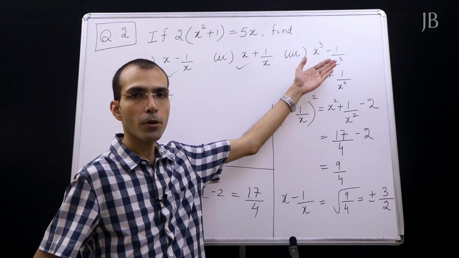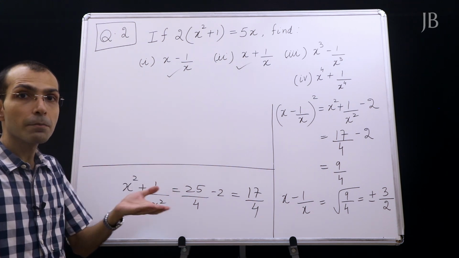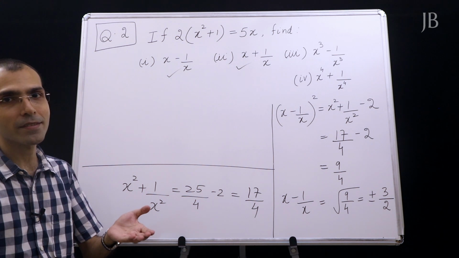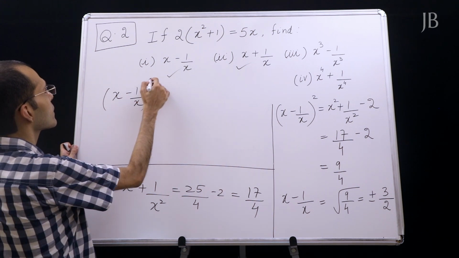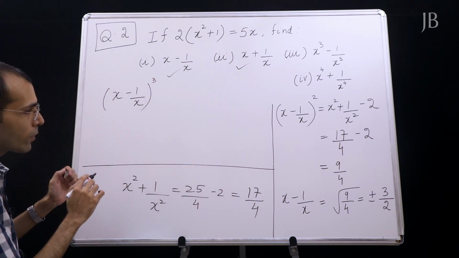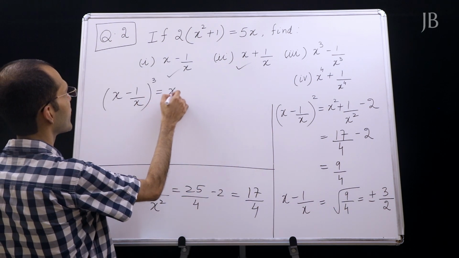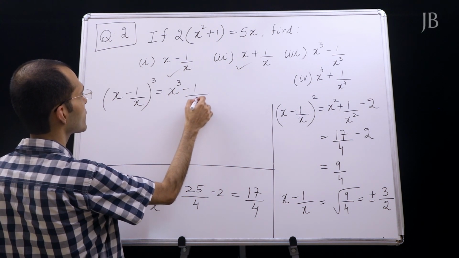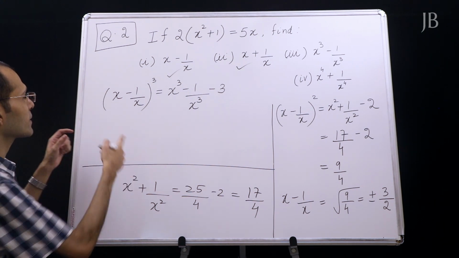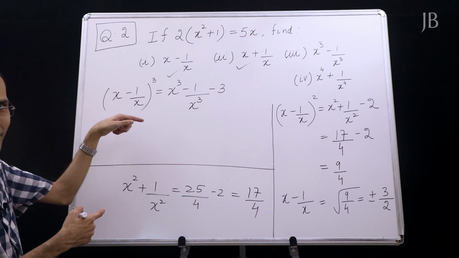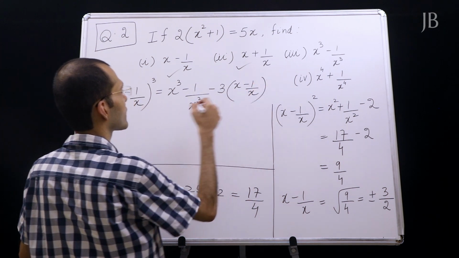X cube minus 1 upon x cube. So what is the base term here now? X minus 1 upon x is the base term. So we will write x minus 1 upon x the whole cube. And do we know x minus 1 upon x? Yeah, okay, this we are aware of. Fine. So this will be x cube minus 1 upon x cube minus 3ab, 3 into first term into second term. So 3 into x into 1 upon x. So it will get cancelled into x minus 1 upon x.